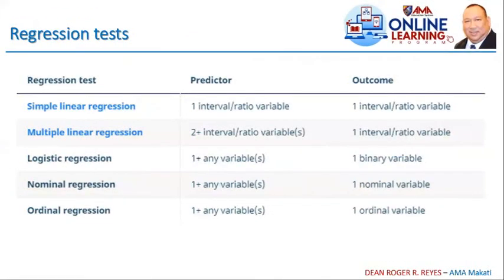Now, ang mga regression tests available are simple linear regression and multiple linear regression. So, ayun, predictor, outcome. Multiple, two or more interval ratio. And we also have logistic regression, nominal regression, and ordinal regression. So, ito ang most popular, itong ginagamit natin sa ating undergraduate thesis.